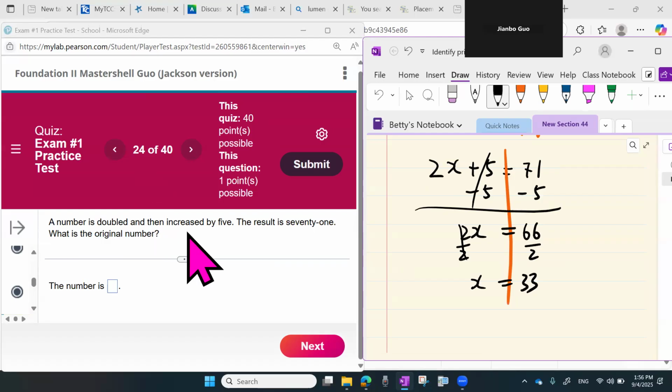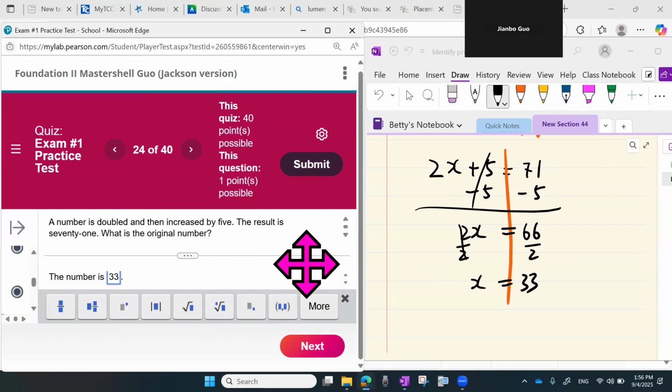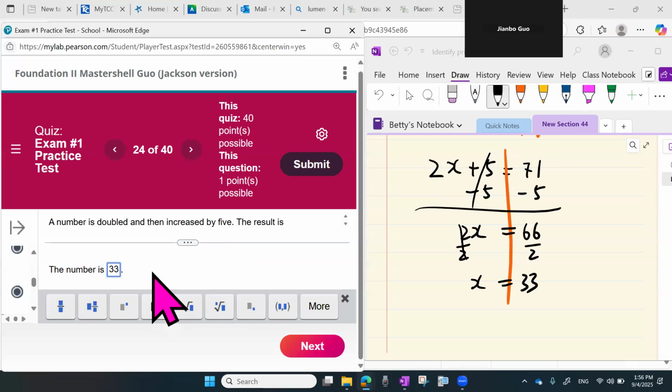33 is doubled, we have 66. 66 increased by 5. 66 plus 5 is 71. So it is the correct answer. You don't have to wait for the system to grade it. You are sure it is 33, right?